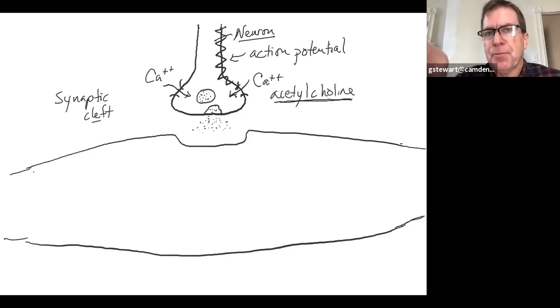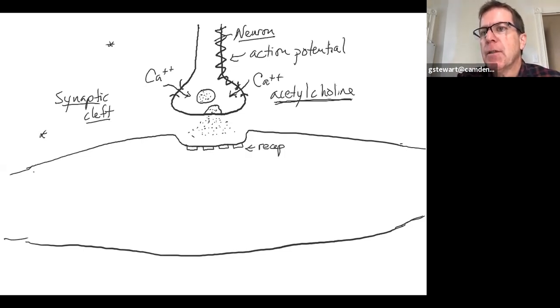Cleft just means space. Synapse refers to this whole junction between the nerve cell and the muscle cell. So we call this fluid-filled space the synaptic cleft. As acetylcholine diffuses across this space, it then binds to receptors on this indented portion called the motor end plate. So I'm going to label these receptors. They're specifically acetylcholine receptors. Receptors on motor end plate.